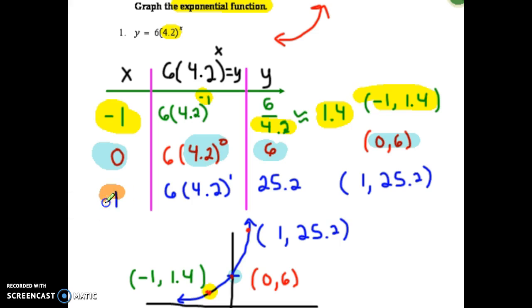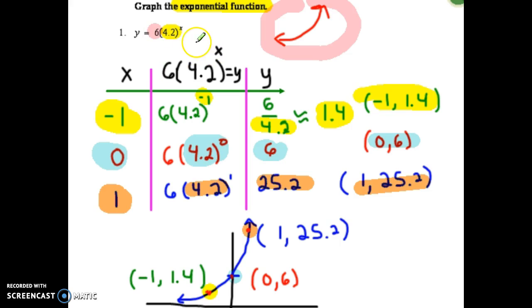My last point I pick is 1. So I go ahead and plug that in. That's how I got 25.2. So here's my point, and I go ahead and connect them, and it looks just like an exponential growth that I expected.